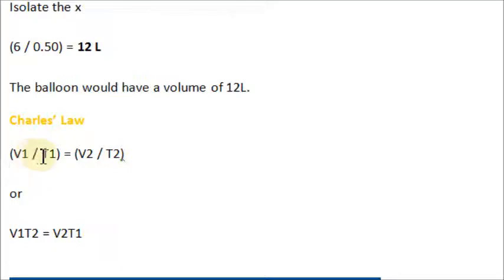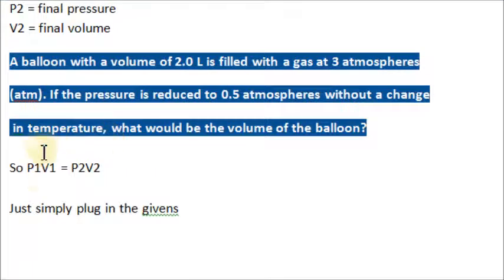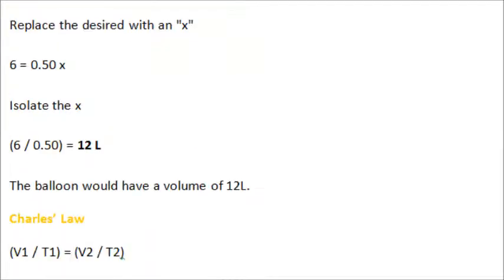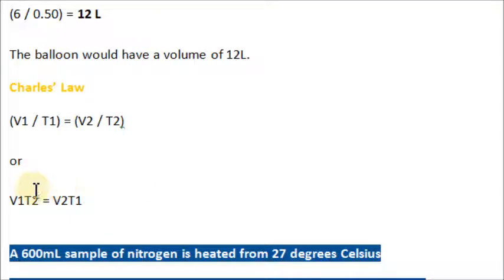So it's V1 over T1 equals V2 over T2, or V1 times T2, not T1, V1 times T2 equals V2 times T1. Notice that's backwards from Boyle's law, where it was P1 and V1 and P2 and V2. Charles is V1 and T2 and V2 and T1. Just make sure you know that.